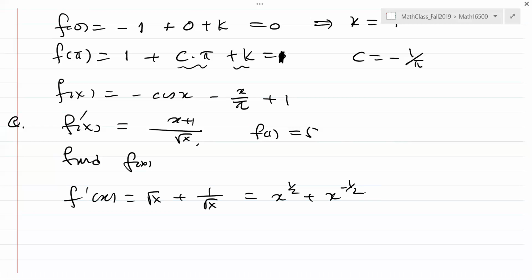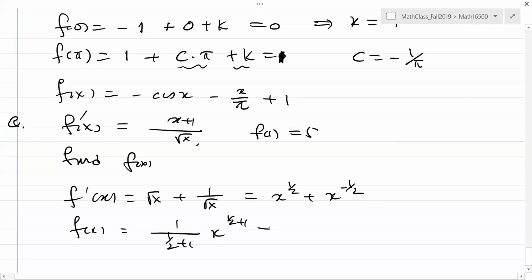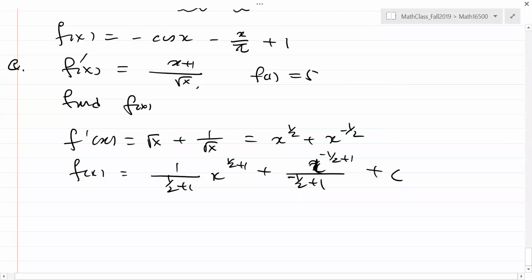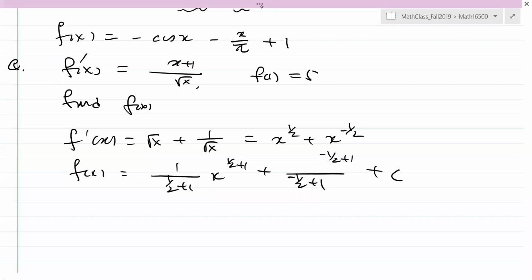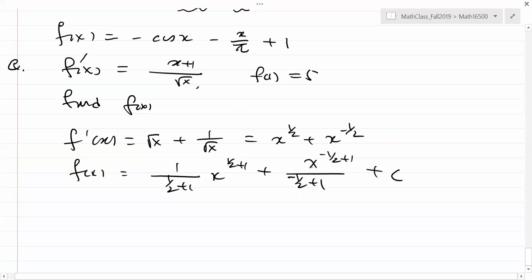Then you find the antiderivative. It's going to be 1, this is x to the negative 1 half plus 1. And don't forget, put a constant here, so you get the most general formula. Okay, simplified.